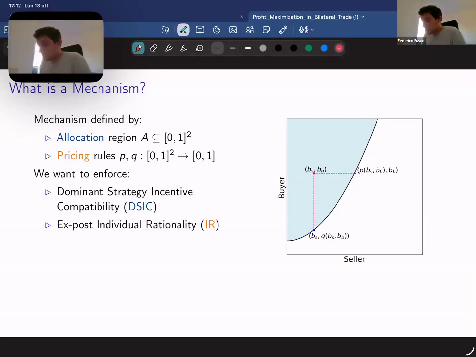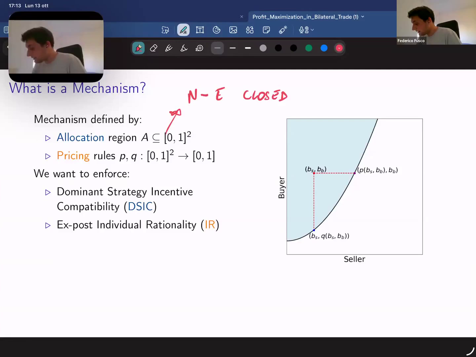And it turns out that under these two assumptions, there is a clear and nice characterization of how the mechanisms would look. So for instance, an allocation region, to enforce dominant strategy incentive compatibility and individual rationality, has to be, let's call it, north-east closed. What does it mean? It just means that if for a certain point I observe a trade, so I am in the allocation region, then if I move in this direction, so left and up, then I cannot go out of the allocation region.